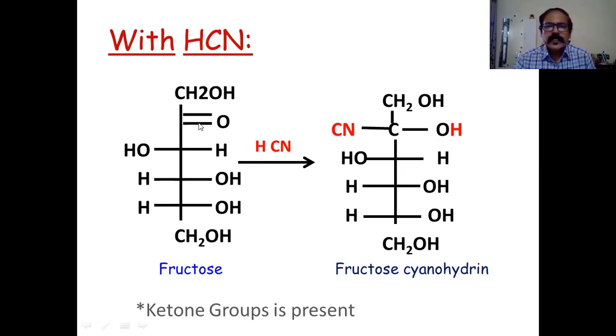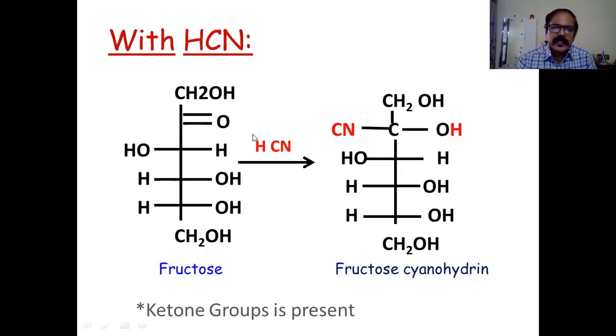So you can see this second carbon ketone is reacting with hydrogen cyanide. One H will attach to the oxygen and convert it into an OH group, and CN minus will attach to the carbon, giving cyanide. So you have simultaneously a cyanide group and a hydroxyl group. We will call it cyanohydrin. This is fructose cyanohydrin. This is actually fructose, but it has an additional cyano group and hydroxyl group.